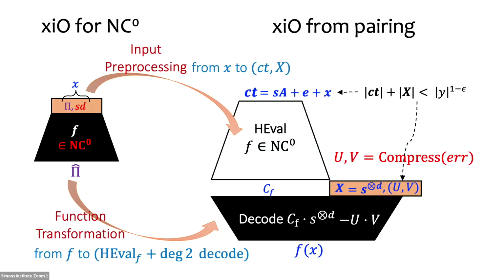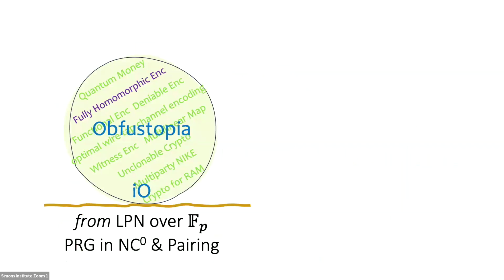Okay, all right, so now that we have iO, we can build the entire Obfustopia on top of it. And it is now sitting on these 3 assumptions. An interesting observation is that there are actually no lattices involved. This means that it creates an alternative pathway to some of our favorite primitives, such as fully homomorphic encryption, without relying on lattices at all.